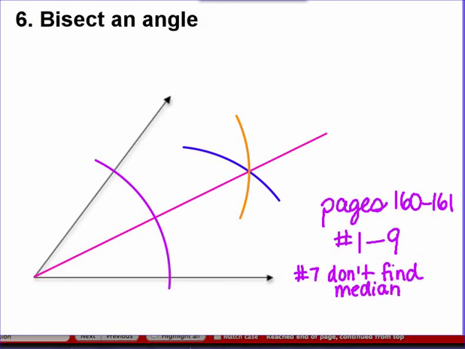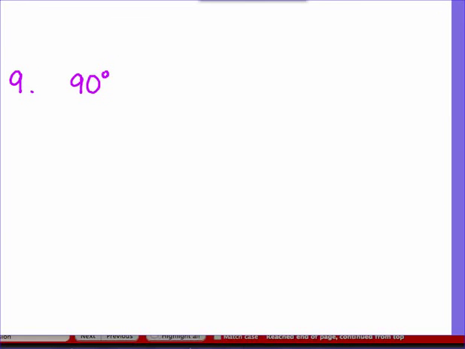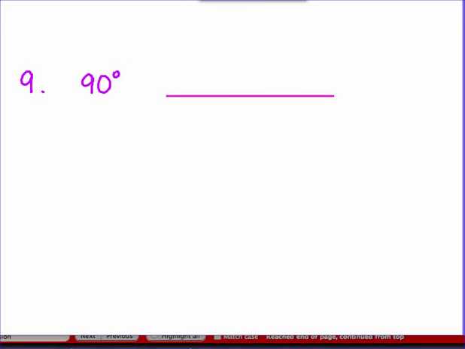Wait, how do you know what 135 is? Okay, let's walk through number 9. How are we going to find a 90-degree angle? You're going to start with a segment. That's the very first step. Then what are you going to do? Yeah, you can find a perpendicular bisector if you want. I don't think you need to do 3 different diagrams. You could do them all on the same. So what you could do here is find the perpendicular bisector. That will be your 90.